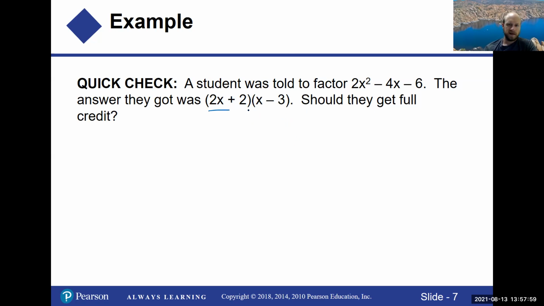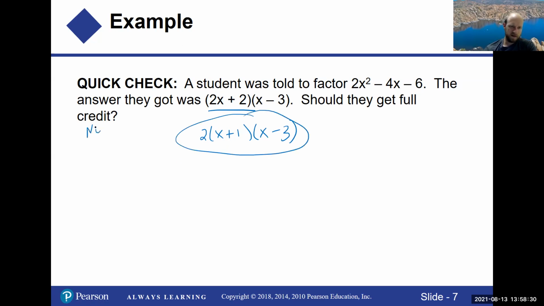Well, we notice that in this factor, 2x plus 2, I can still take out a 2 from these. So if I do that from this first polynomial, if I take out a 2 from 2x plus 2, I have 2 times x plus 1, and then times x minus 3. So this is actually the complete answer.